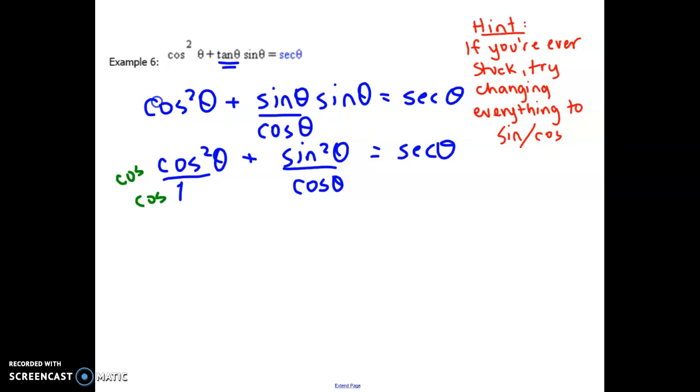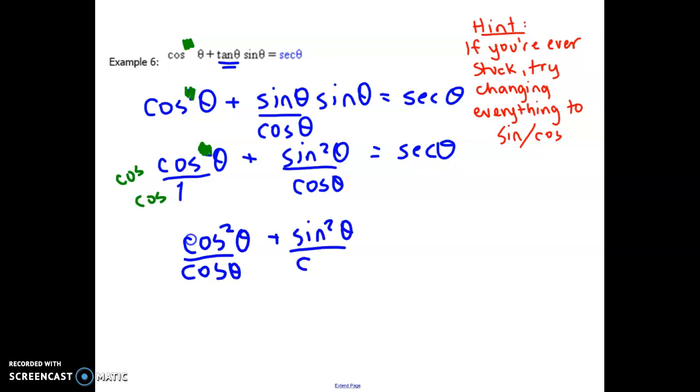So here, on this side, sorry, cos over cos, yeah. Okay, I have a typo here on your sheet in my example. This is not supposed to be squared at the start. Okay, so just get rid of that little squared, and then we can keep going. So now on the top, we'll get cos times cos, which is cos squared. And on the bottom, we'll get cos, and then plus sine squared over cos.